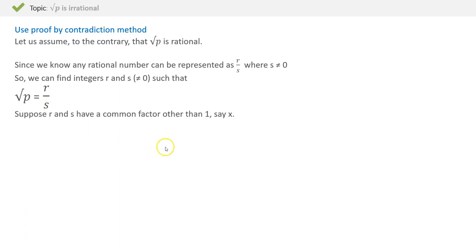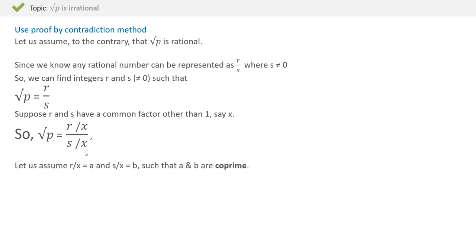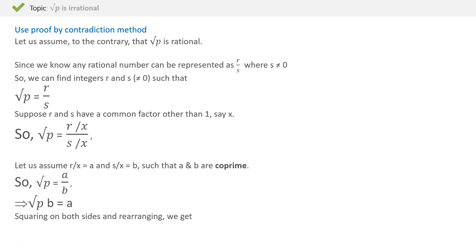and we'll assume there is a common factor other than 1 between r and s, and let's assume that is x, and hence square root of p can be represented as r by x divided by s by x. If I assume r by x as a and s by x as b, such that a and b are co-prime, then I can represent the square root of p as a by b. And hence the square root of p multiplied by b is equal to a. If I square both sides, what I get is pb square equal to a square, and let's assume this is my equation 1.